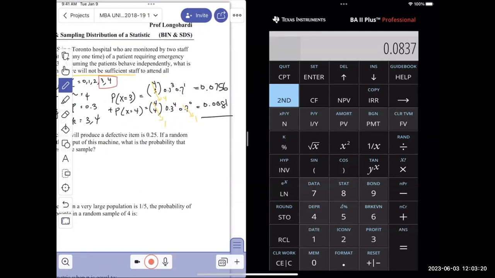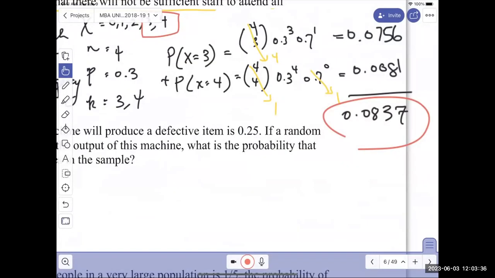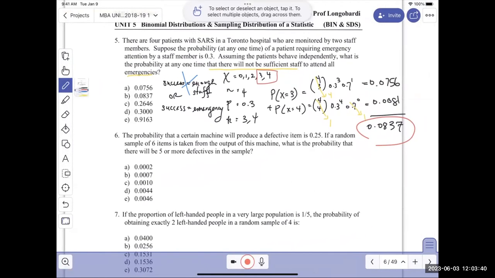Any questions about what I'm doing with those storage keys? So that's my final answer here. And we got the answer. Hope you feel empowered with technology.